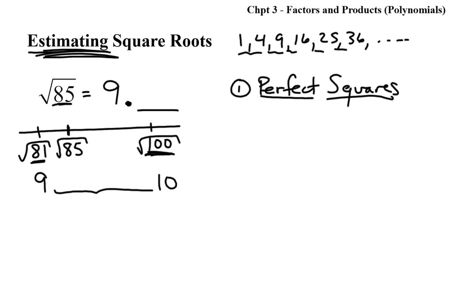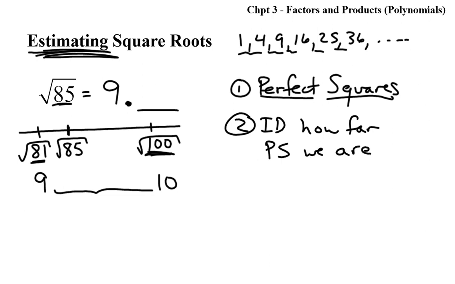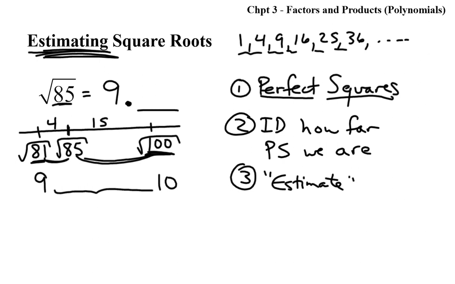Now the second part is to identify how far from the perfect squares we are. So in this case, 81 to 85 is 4. 85 to 100 is 15. Well, this is where the educated guess comes in. Now estimate the closeness to the perfect squares. So this is an educated guess.